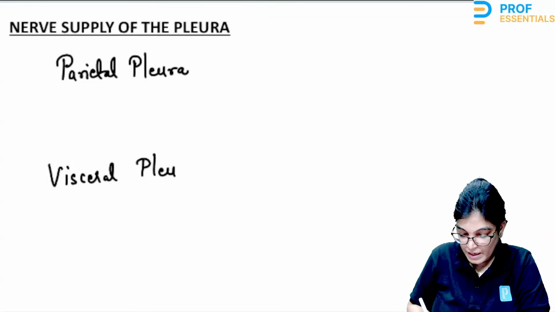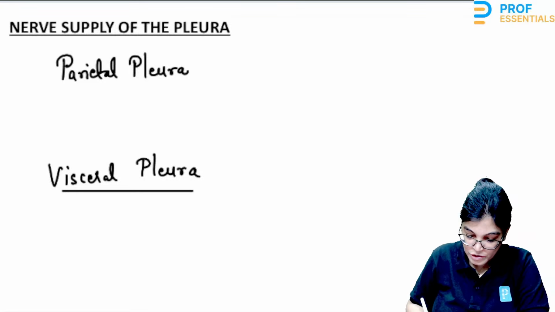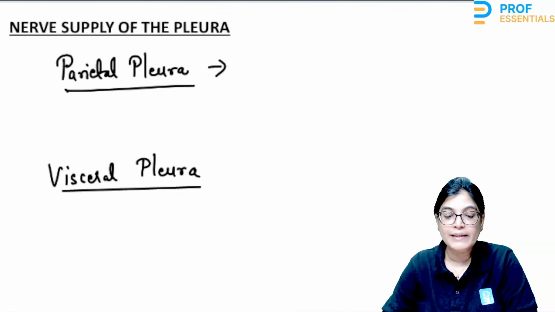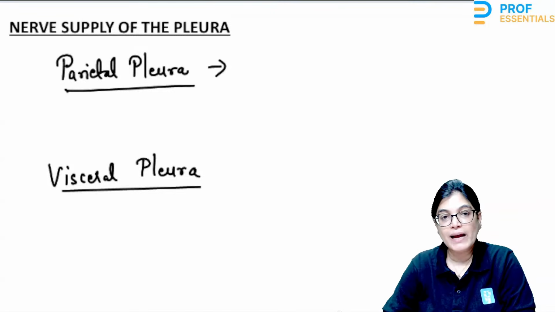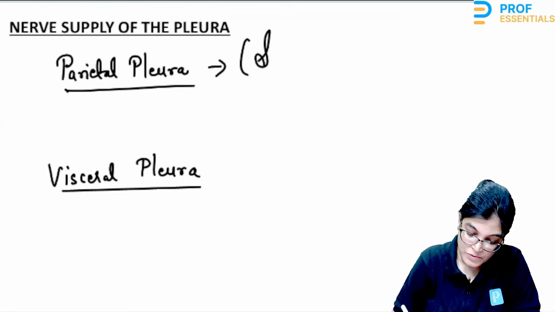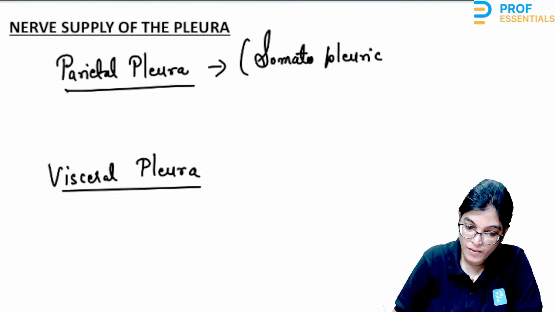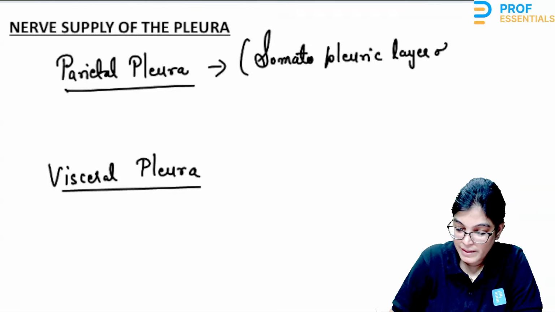Okay, if I am talking about the innervation of the parietal pleura, basically the parietal pleura is developed from the somatopleuric layer of lateral plate mesoderm. It develops from the somatopleuric layer of lateral plate mesoderm.